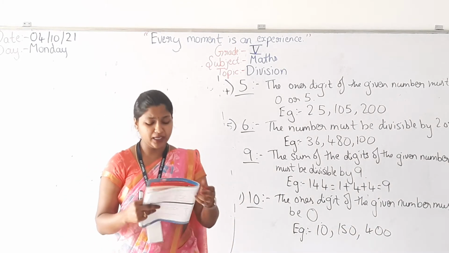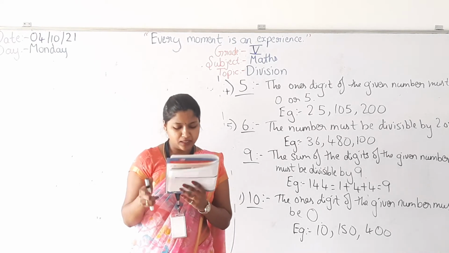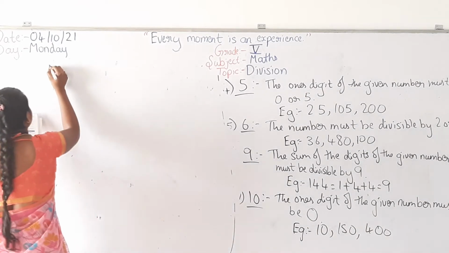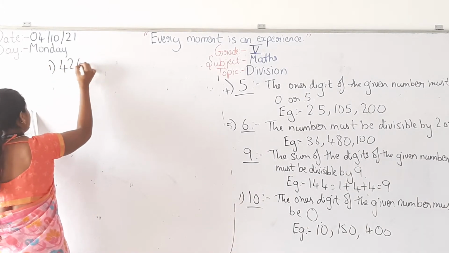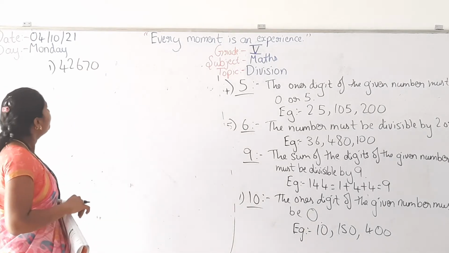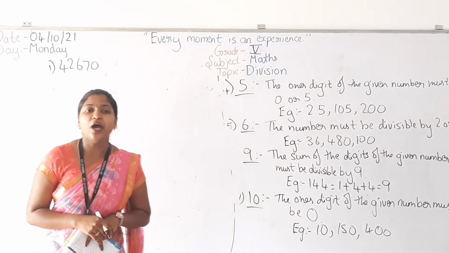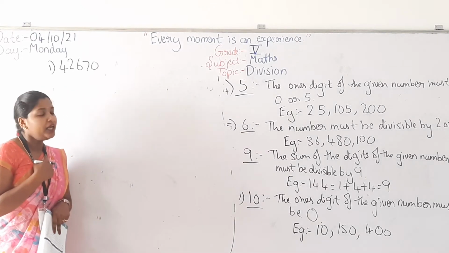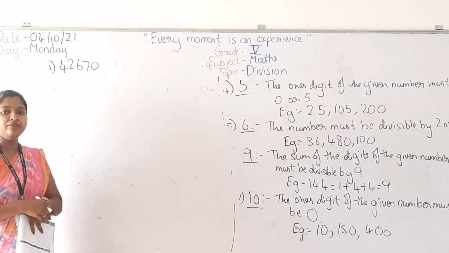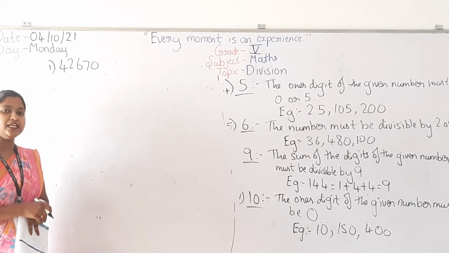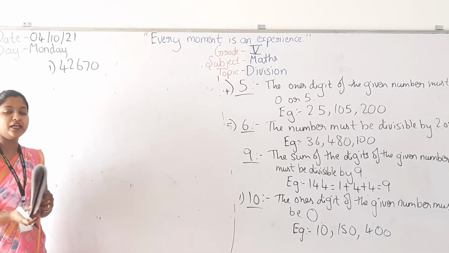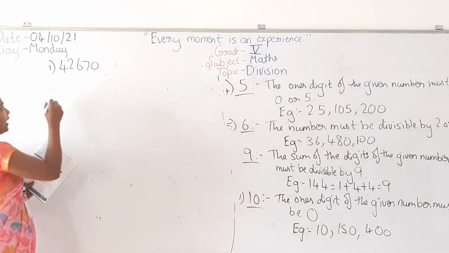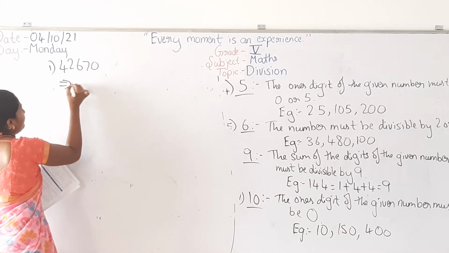Page number 61, example 5. Which of the numbers 2, 3, 4, 5, 6, 9, 10 divide 42,670? See, the given number is 42,670. So you have to check among those 7 numbers which number can divide this number. So first number is 2. Can we divide this number by 2? Yes. What is the condition for 2? The number in the ones place is 0. So you can divide it by 2.